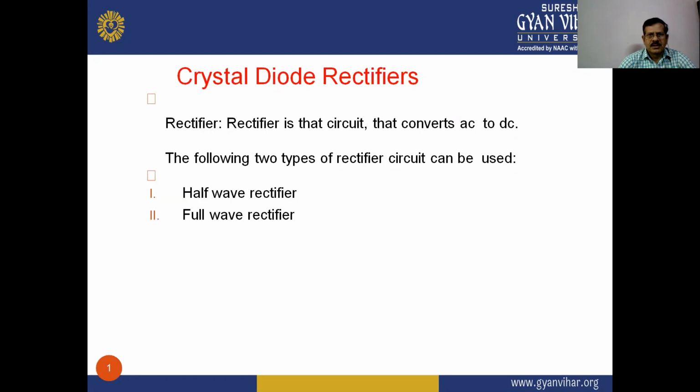Rectifiers. A rectifier is a circuit that converts AC signal to DC signal. The following two types of rectifier circuits can be used. First one is the half wave rectifier and second one is the full wave rectifier. So there are basically two types of rectifiers.